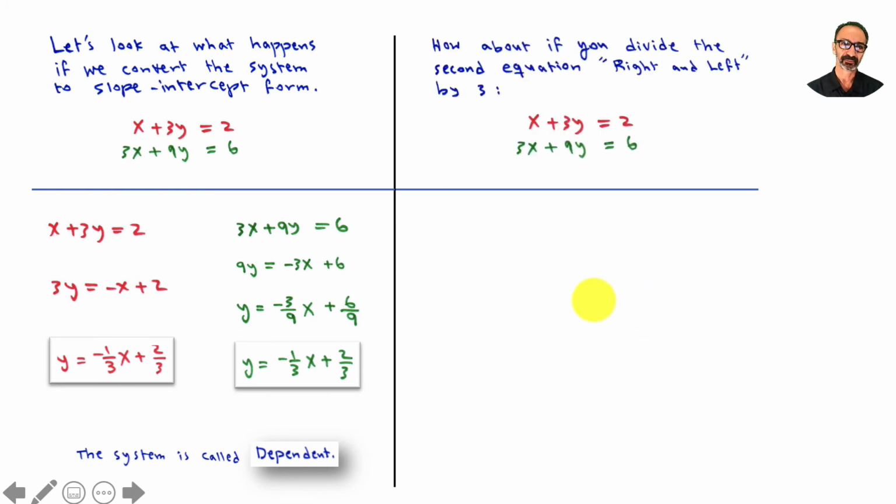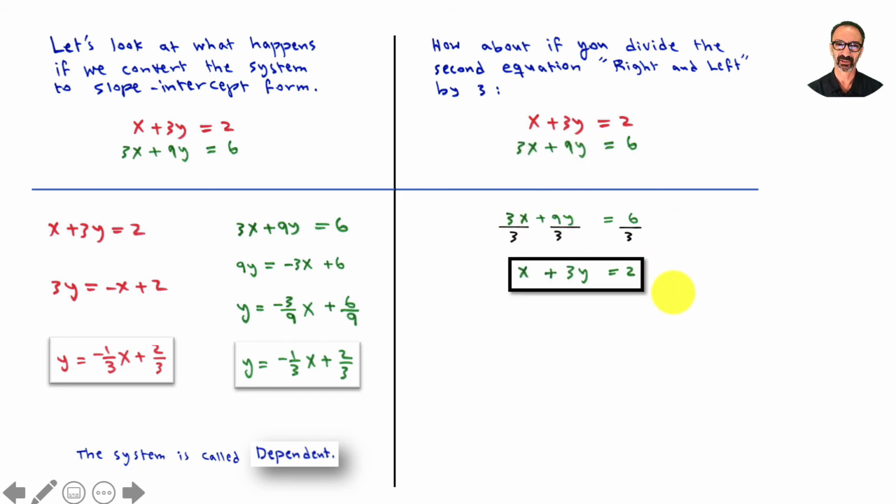Now how about if you divide the second equation, because the second equation is a multiple of 3, right and left by 3? Let's look at that. That's the second equation. I'm using green. Look what happens.